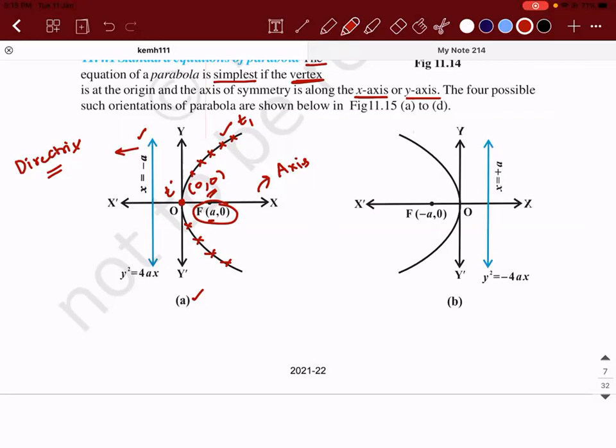So if the origin is taken as one of the points on that parabola, from the origin, what is the distance to the focus? It is a. Then what should be the distance to the directrix on the other side? That should also be a. The distance is a, so this point will be minus a comma 0. The coordinate of the point where the directrix and the axis are meeting will be minus a comma 0. So what is the equation of a line which is parallel to the y-axis?